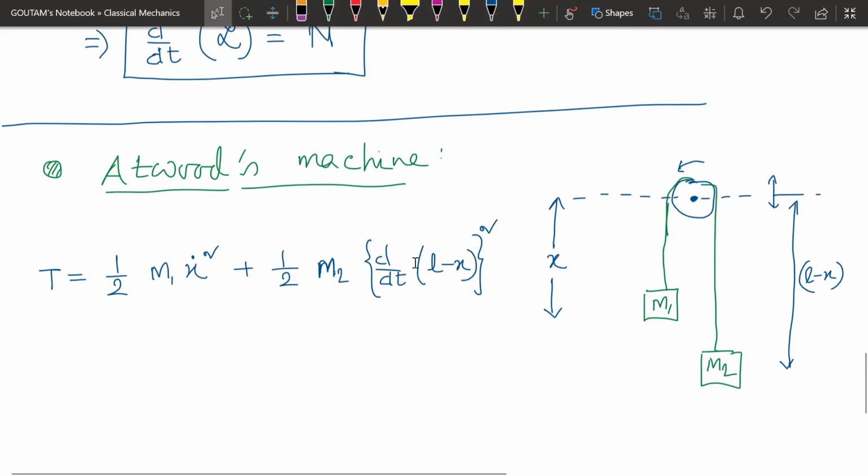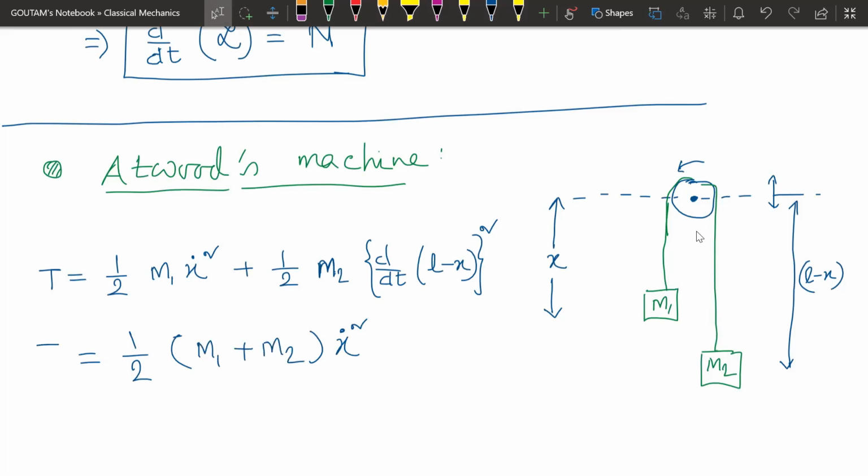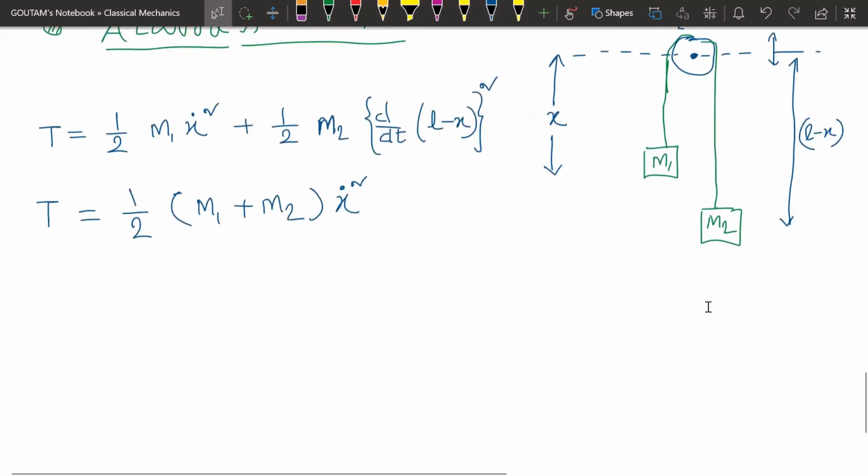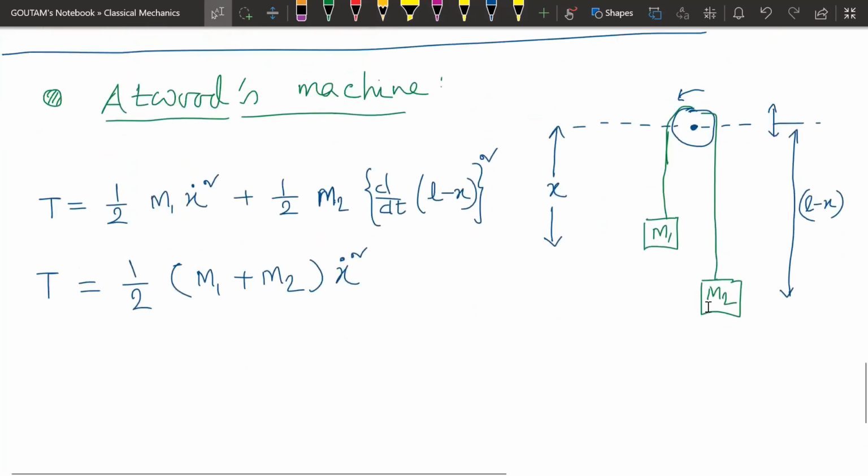So in that case, we only have this x dot with a minus sign. But if we use the square, the minus sign will not be there. So we will have half m2 x dot square. And if you take the half and x dot square common, then we will get m1 plus m2. So this is the kinetic energy of the system. And now let's write the potential energy.